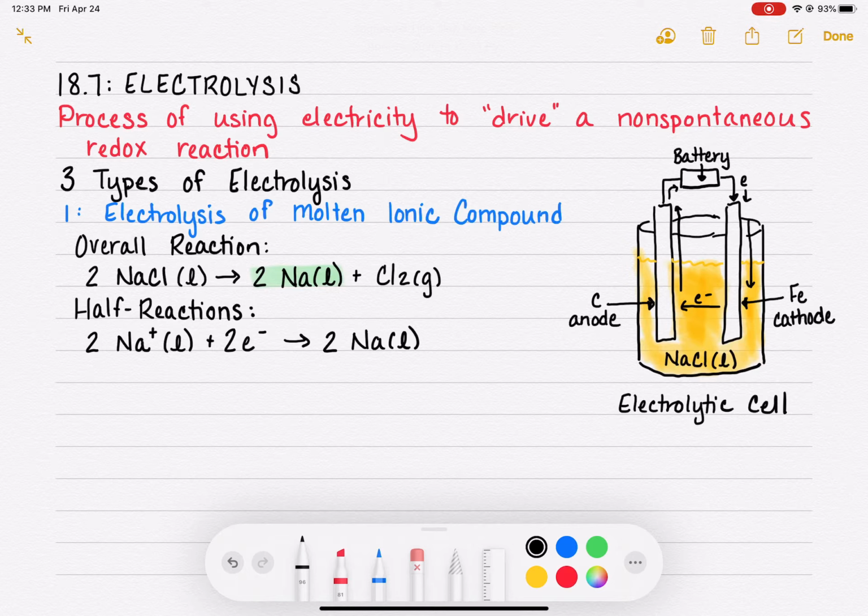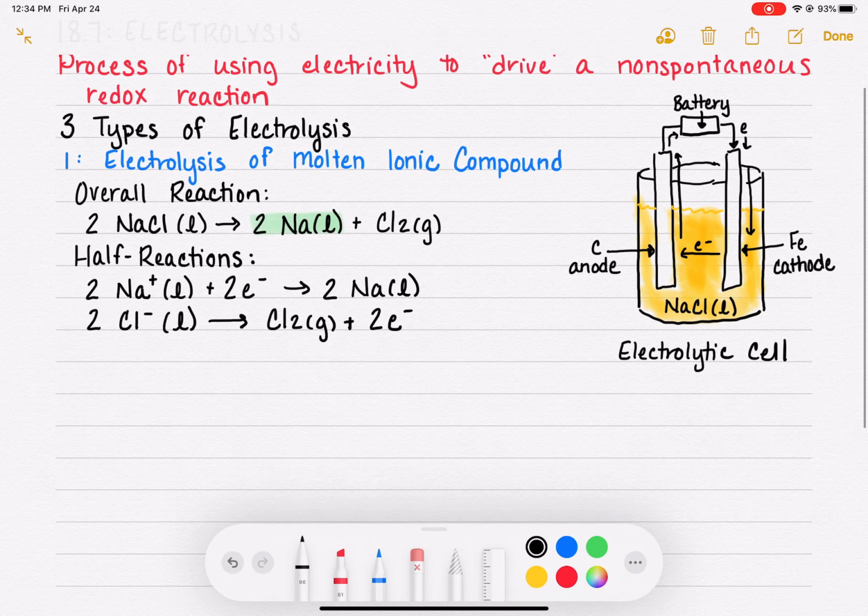sodium metal. Our other half reaction is the 2 chloride ions, and they are also liquefied, not aqueous, liquefied. And they are reacting to produce Cl2 gas, and that's also giving off 2 electrons. So those are our half reactions.